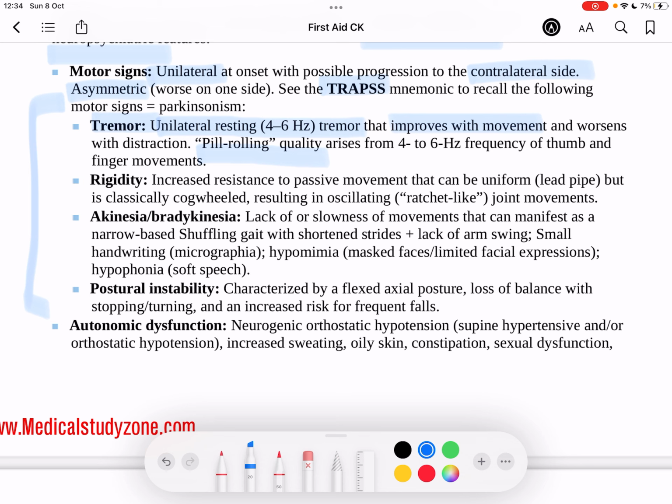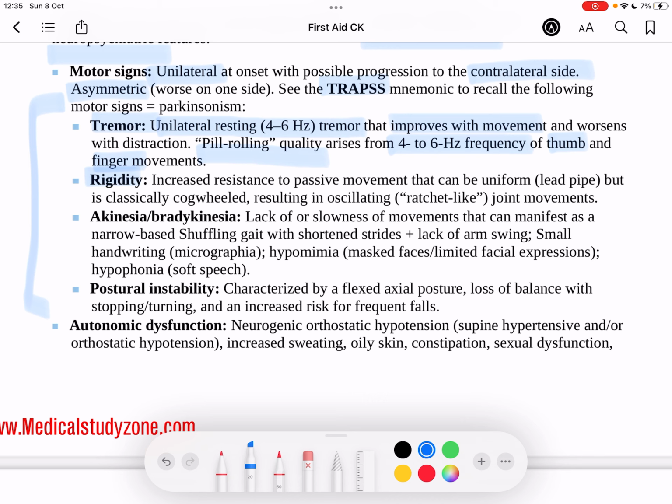And the frequency is between 4 to 6 hertz. This is a fairly low frequency, but it's not as low, for example, as the cerebellar disorders that we see, and it's not as high as things like essential tremors, which we see. So it's kind of a middle range, but on the lower side of the frequencies. And it's mostly in the thumb and some of the fingers, but it's very prominent in the thumb. Another motor sign is rigidity, increased resistance to passive movement that can be uniform, i.e.